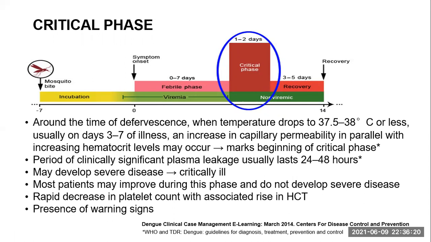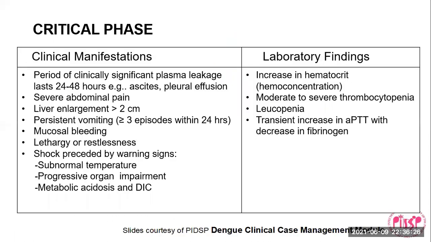A rapid decrease in the platelet count is associated with a rise in the hematocrit, and this is the time that we should watch out for the presence of warning signs. So what are the clinical manifestations? These are the following, and the laboratory findings are as follows. As we have mentioned, there is increase in hematocrit, moderate to severe decrease in platelet, leukopenia.